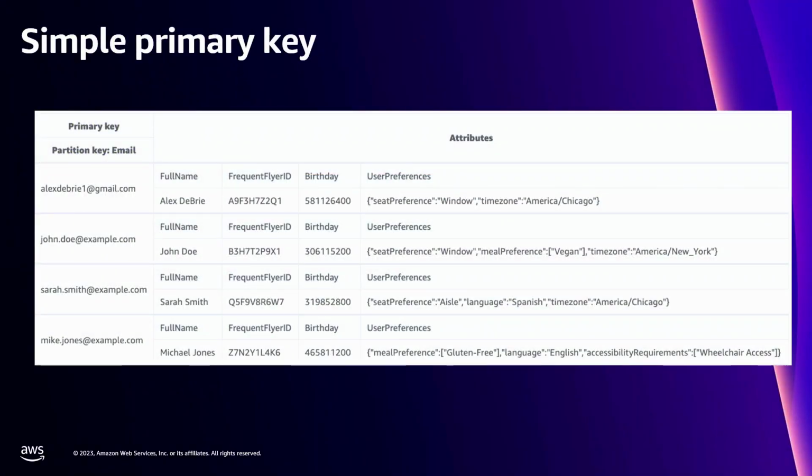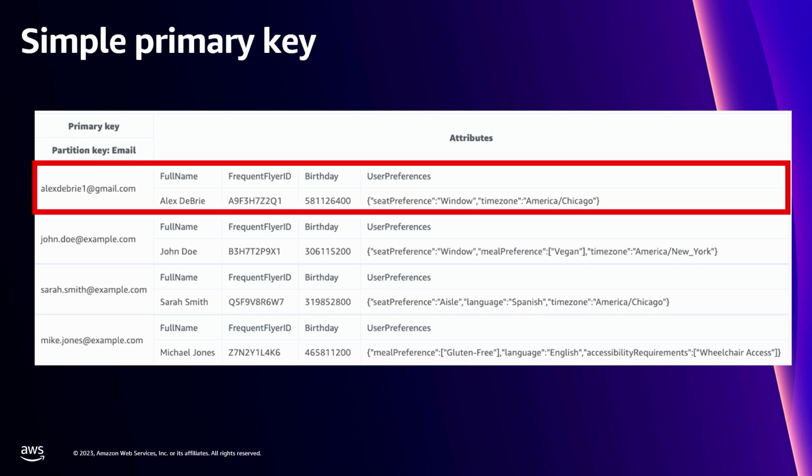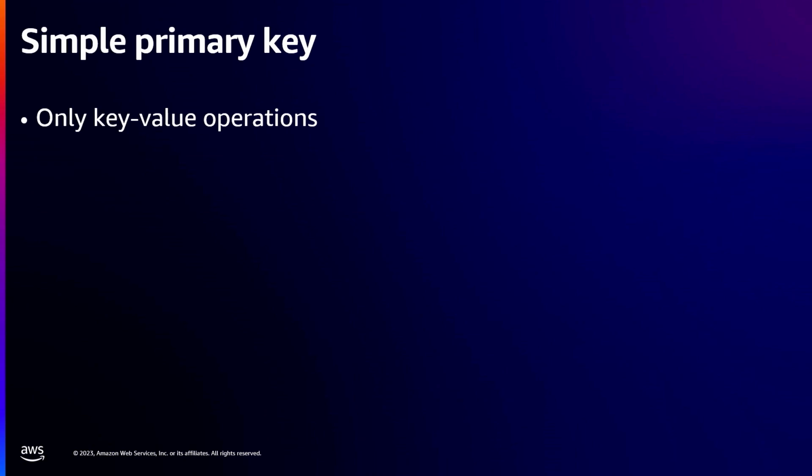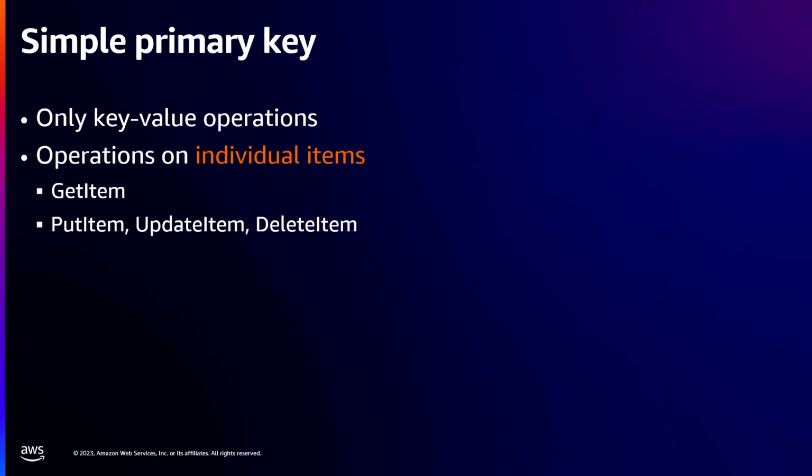Let's go look back at our table with that simple primary key. And when you have a table with a simple primary key, you're mostly doing key value type operations, right? You're working with individual items at a time, reading, writing, deleting as you go. So with that simple primary key, only key value operations, working on individual items. Main APIs you're going to be using is that getItem API, which will retrieve a single item for you from your table. Also the write operations like put item, update item, delete item.